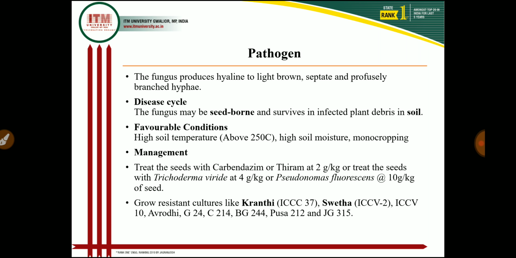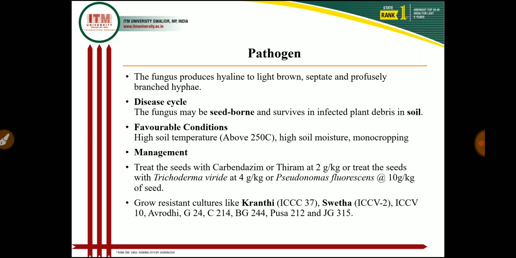And in the management part, if we give seed treatment with carbendazim or thiram at the rate of 2 gram per kg, or we treat the seed with Trichoderma viride at the rate of 4 gram per kg, or Pseudomonas fluorescens at the rate of 10 gram per kg, then we can control the disease.